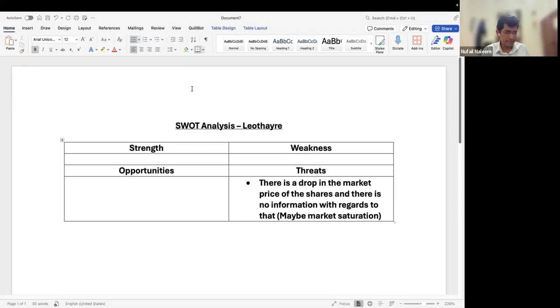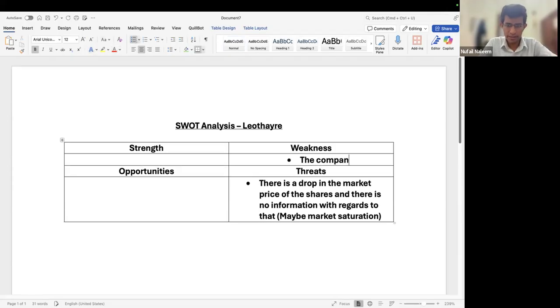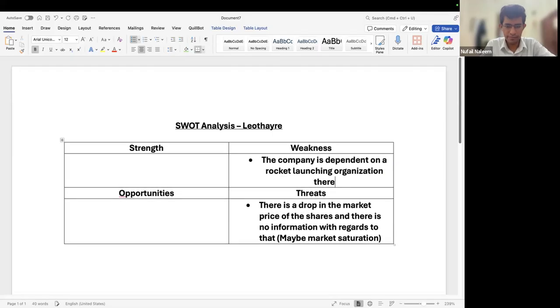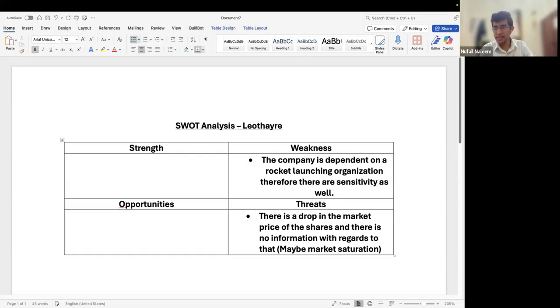Now, the next thing, students, just to keep it very direct and clear. So that is one of the biggest threats also. Now, students, another weakness, I have to be very direct here. The company is dependent on a rocket launching organization. Therefore, there is sensitivity as well. So that is one bigger challenge with regards to that.